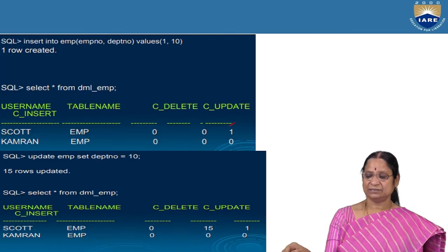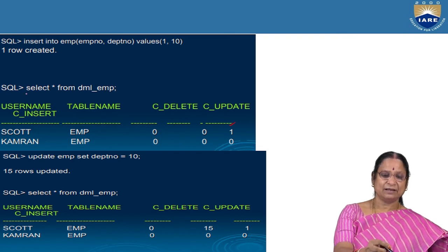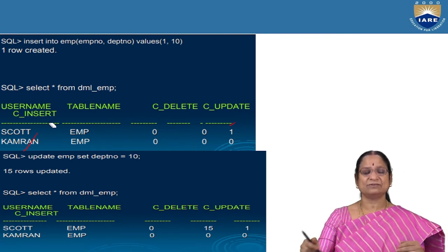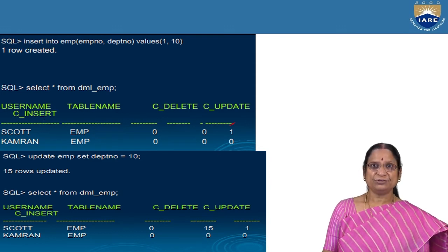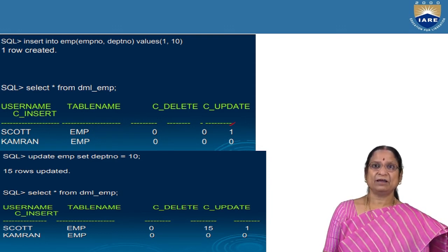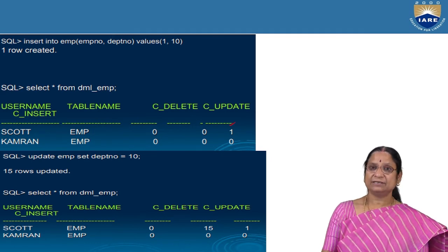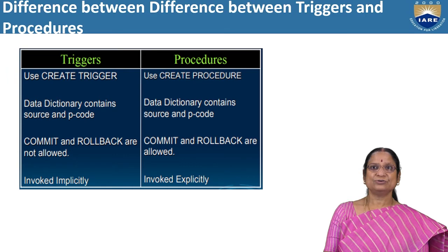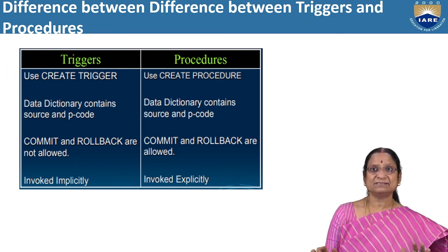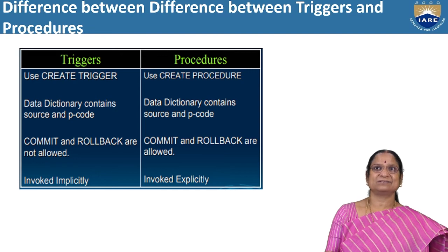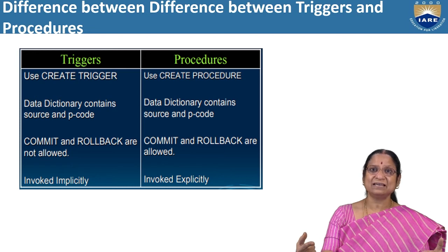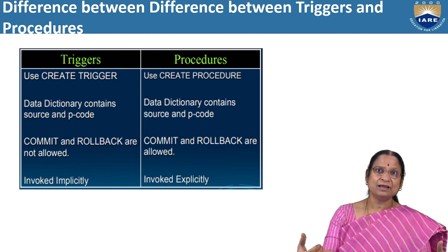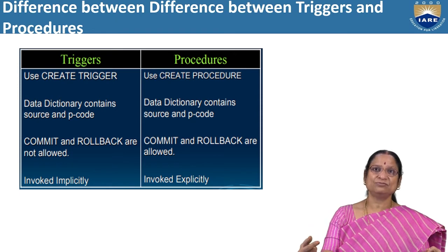When the respective event occurs, insert or update, any event occurs, automatically it will be invoked. That means we say the respective trigger is going to be fired. If I do the same event on the particular table on which the trigger was written, it automatically gets fired. So triggers are not invoked explicitly, but procedures must be invoked explicitly. This is the main difference. Invoking of a trigger is implicit by the system; when the respective event occurs, the trigger is fired.